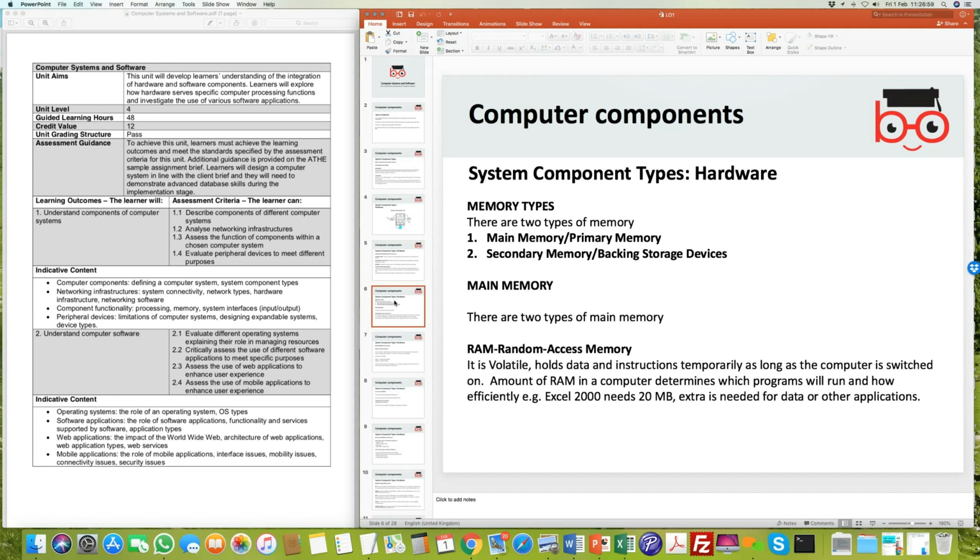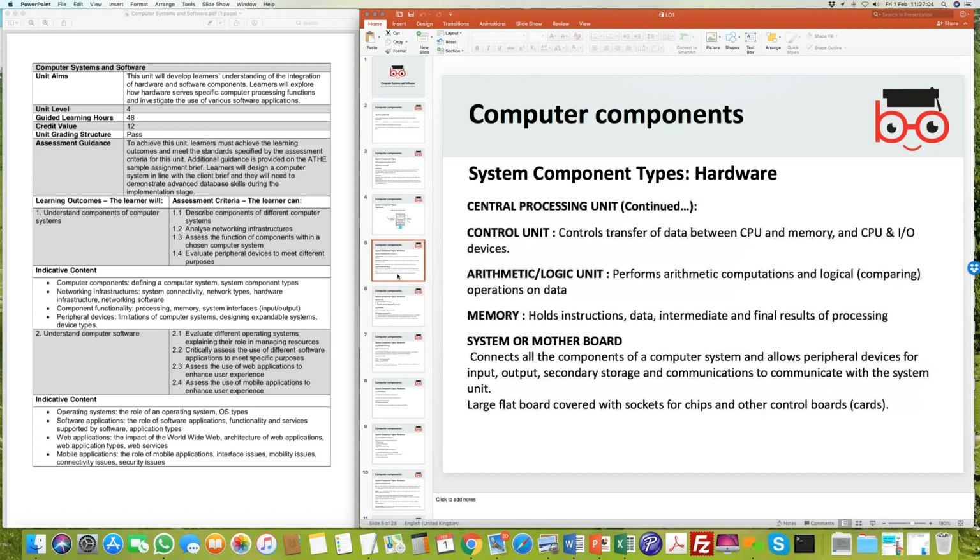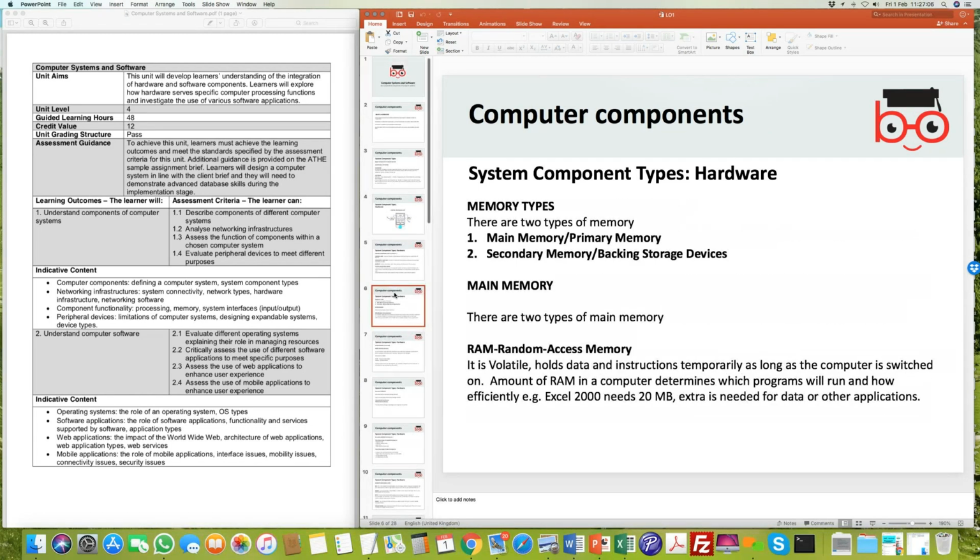So when we look at understanding this particular learning outcome, we are looking at understanding the components. Starting off with the tower unit, we go into the memory types. We still have what is called the primary memory and the secondary memory. The primary memory is the RAM, or random access memory, and we will look at secondary memory. In main memory we also have the ROM, which is read-only memory.